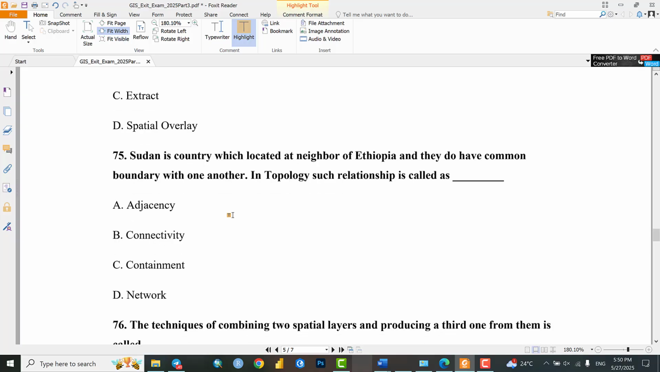Okay, great. 75. Sudan is a country located as a neighbor of Ethiopia, and they have a common boundary with one another. In topology, such a relationship is called adjacency, continuity, containment, network. So in topological principle, such a relationship is adjacency or neighborhood.